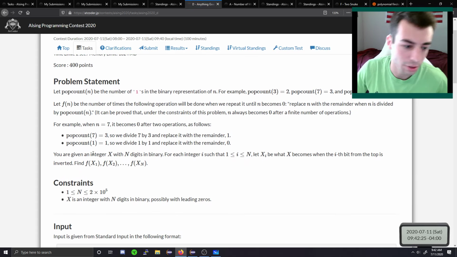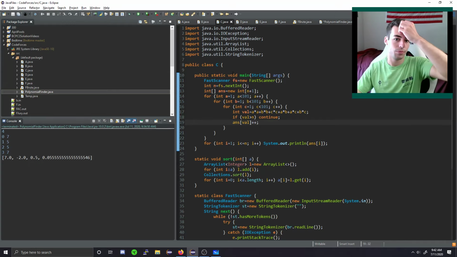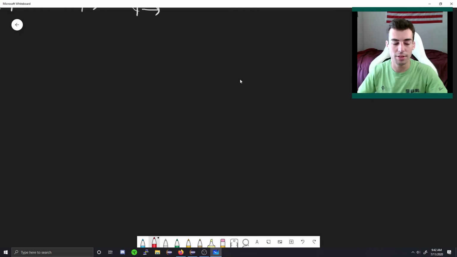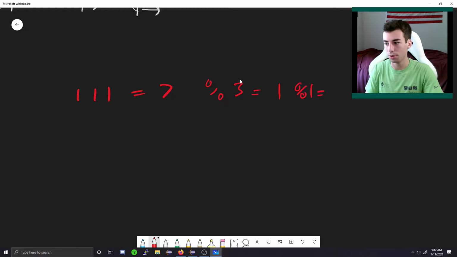Anything goes to 0. So what you can do for D is, if you've got some number, maybe 7 is a good example. This is equal to 7, in binary. Then you take this mod 3 because there are 3 1-bits in this number. So that would be 1. And now 1 in binary is just 1 1-bit, so 1 mod 1 is equal to 0.